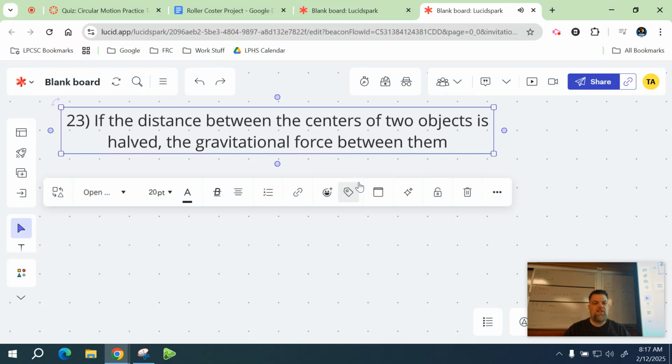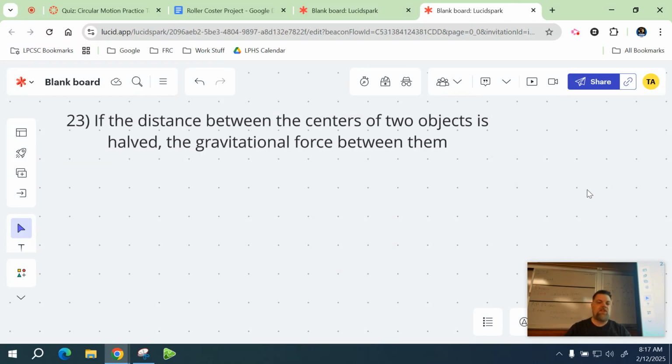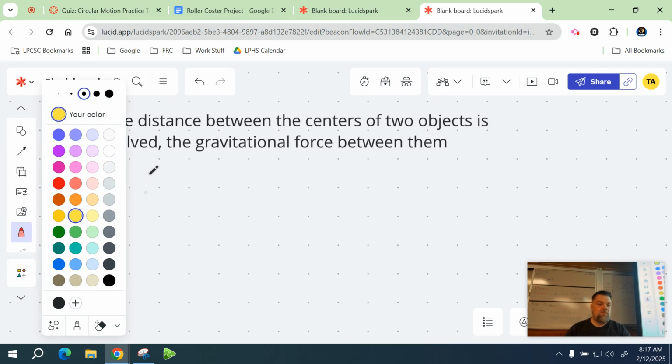So for this one, it says if the distance between two objects is halved, the gravitational force between them, what? Okay. So again, let's talk about that.